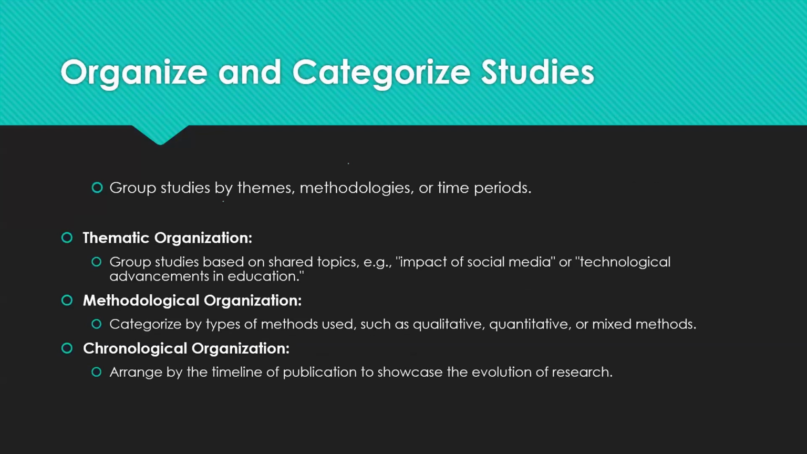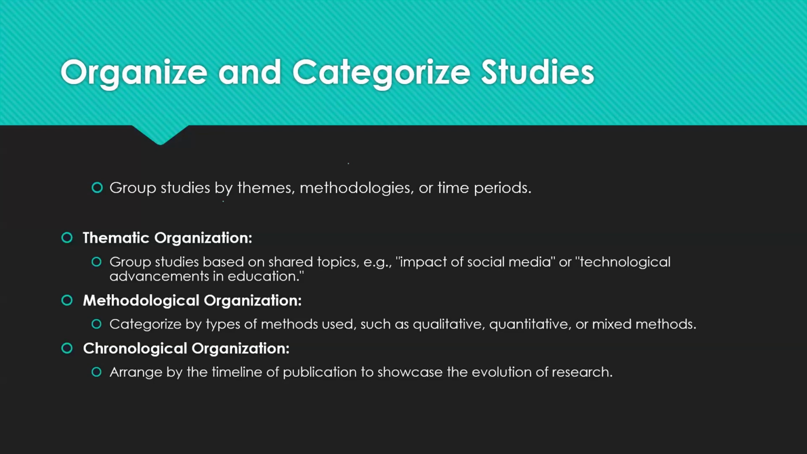The next one is organizing and categorizing studies. The first one talks about thematic organization, which focuses on grouping studies by shared topics or themes that are central to your research question. For example, you might categorize the studies under themes such as the impact of social media on various aspects of life, or technological advancements in education. With this, you can identify the patterns, trends, and key areas of focus within the field. Then the second thing talks about methodological organization.